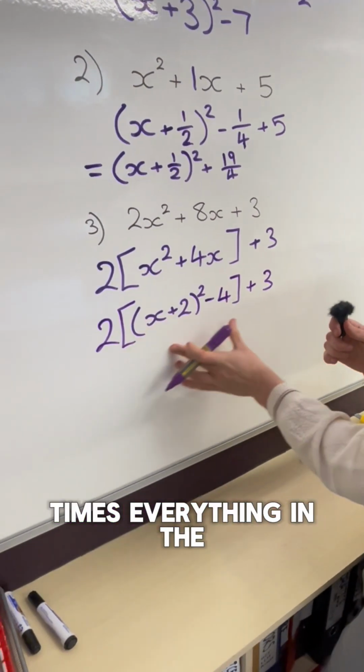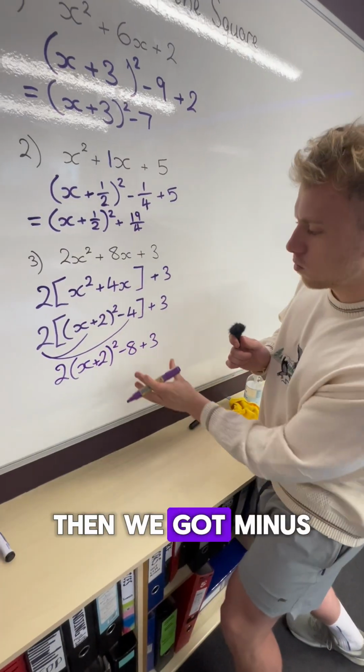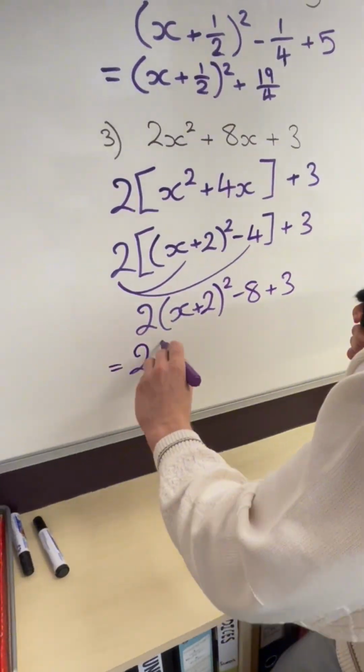Now we need to times everything in the square bracket by 2. So that and that. Then we've got minus 8 plus 3, which is minus 5.